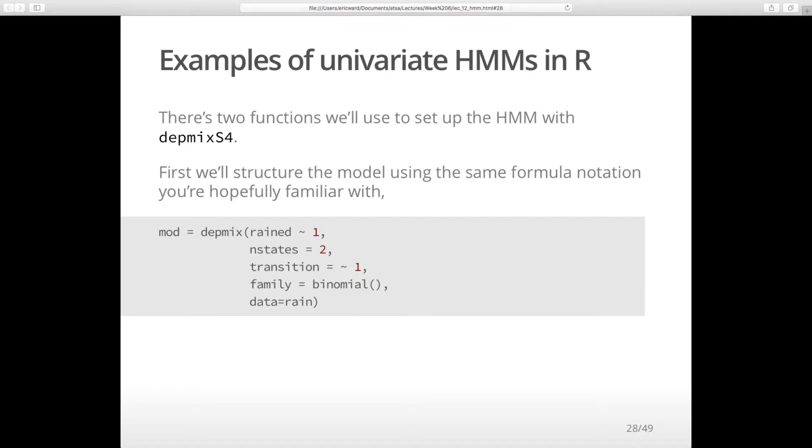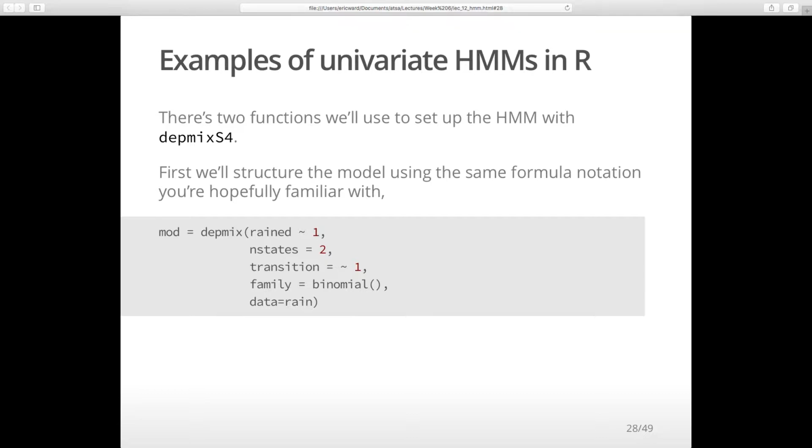Okay, so to use this depmixS4 package, there's two core functions that we need to get a little bit familiar with. The first is the depmix function, and the depmix function uses the formula syntax that we've used for fitting LMs and GLMs and ARIMA type models in this class. We have to specify a couple of different arguments.